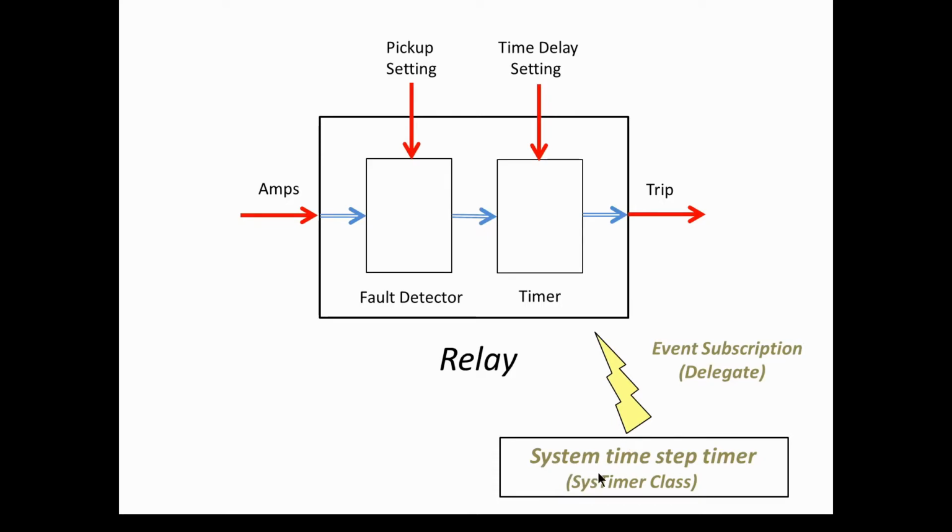subscribe to the events of this time step timer, and every, say, tenth of a second as this thing is timing out, just check, hey, is the fault detector still picked up? And if suddenly it's not, we can stop the timer and stop the trip. Okay, so now we're starting to see we're going to have a relay class, we might have a system timer class, and we're going to have some events and delegates in this to subscribe to this.